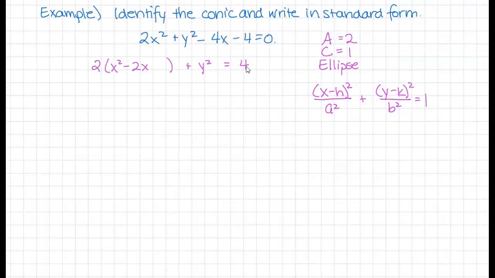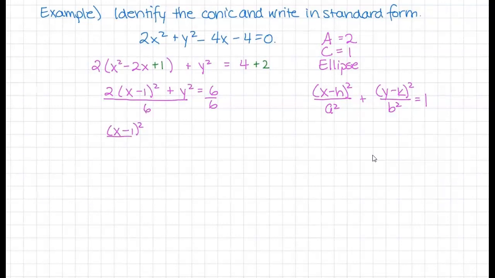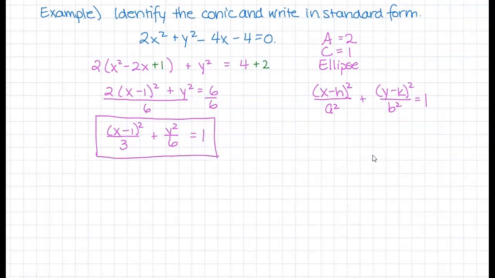Now I can complete the square. So I know that I have to put a 1 there. Half of negative 2 is negative 1, and negative 1 squared is positive 1. But it looks like I added a 1, but I really added a 2, 2 times 1. So I got to add a 2 over here. So I have 2 times x minus 1 squared plus y squared equals 6. So I've completed the square, but now I have to make this equal 1, so I'm going to have to divide everything by 6. Divide by 6 here, divide by 6 there. And it simplifies to x minus 1 squared over 3 plus y squared over 6 equals 1. And now I have the standard form, specifically for the ellipse. And there you go. And that is conics in a nutshell.